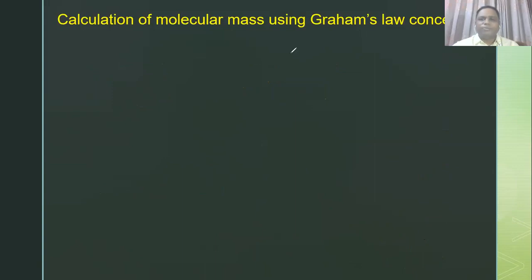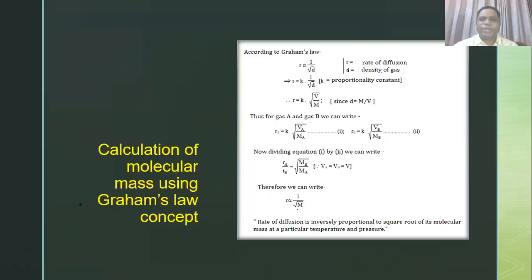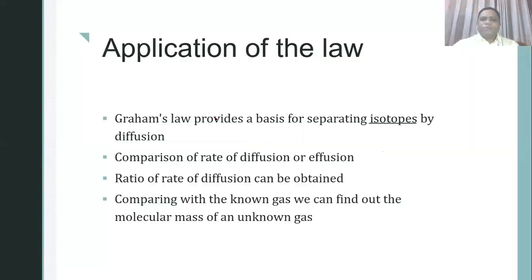This calculation is also shared with you in our next slide, where we can see the same mathematical calculation. Rate of diffusion is inversely proportional to the square root of molecular mass at a particular temperature and pressure. Now, what are the applications of this law? Graham's law provides a basis for separating isotopes by diffusion, because isotopes have different mass, and due to the mass difference their rate of diffusion will be different. So we can easily separate them.